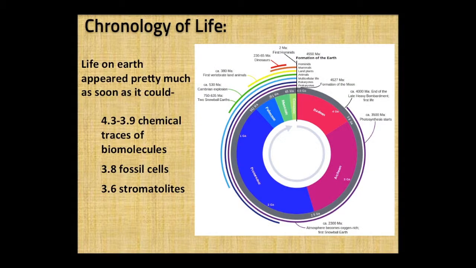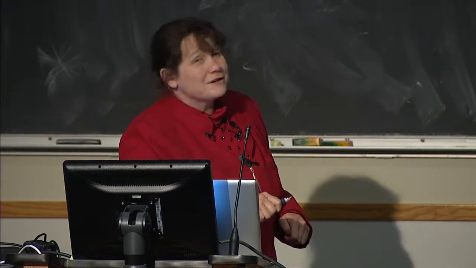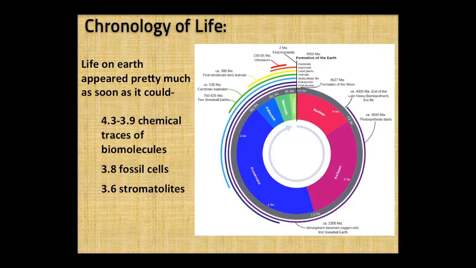You can see that although life starts pretty much as early as it possibly can on here, the part that we tend to be interested in is this last bit here with us and our closest relatives. So we're going to talk a little bit about these parts as well today, since, again, this is the overview. Shortly after the Earth cools enough to have a crust, you find chemical traces of biomolecules. By 3.8, you find fossil cells. By 3.6 billion years ago, you have stromatolites, large structures caused by life.